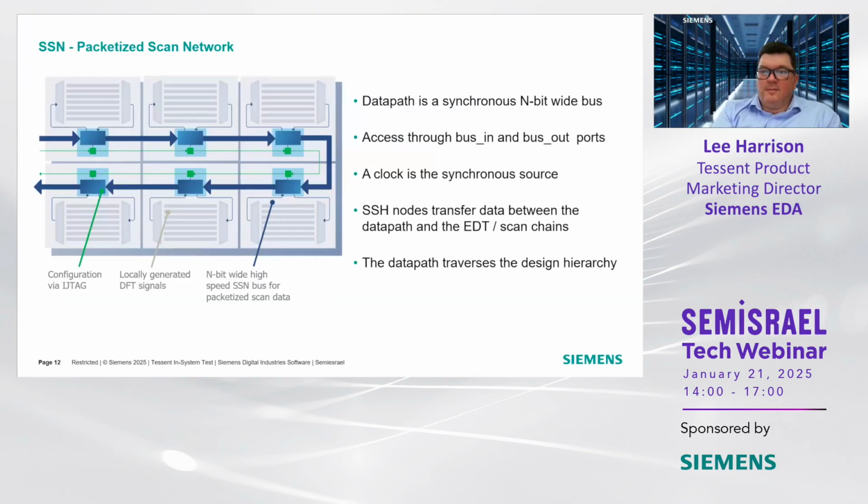Just a quick note on manufacturing test product SSN, because I'm going to talk about SSN in the next couple of slides. Just in case you're not familiar with SSN, SSN is our manufacturing test network product. SSN is a packet-based scan delivery system where we can basically deliver all of your ATPG test pattern content over a simple bus structure. This really improves and speeds up and reduces the complexity of your scan infrastructure on your chip.